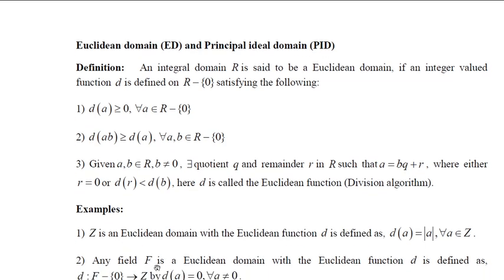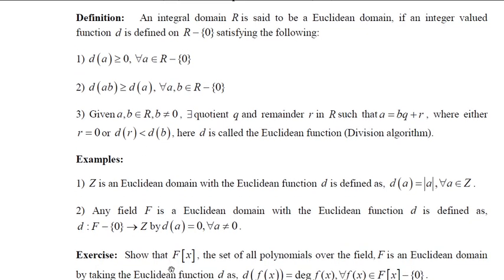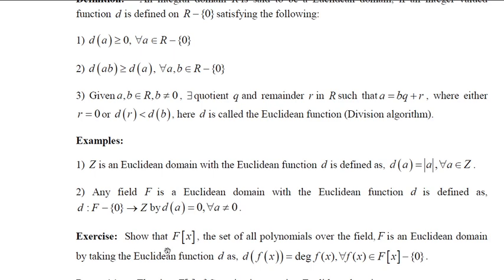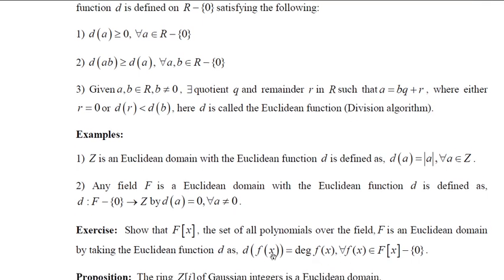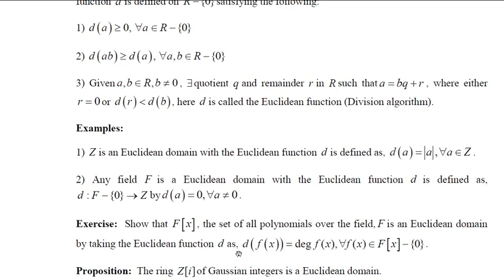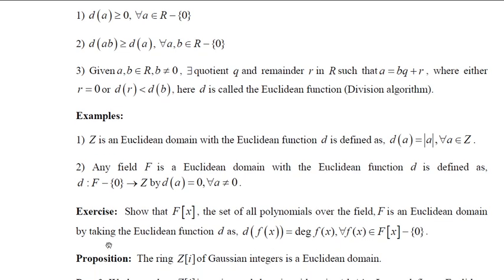Similarly, we know that any field F is an integral domain, and define the Euclidean function d as this. With this, obviously these three conditions hold, therefore any field F is a Euclidean domain. Given exercise, you just work it out. Show that the set of all polynomials f of x over the field F is a Euclidean domain with the Euclidean function d, which is an integer valued function defined as d of f of x is nothing but the degree of f of x for all non-zero polynomials. You write this one as an assignment.